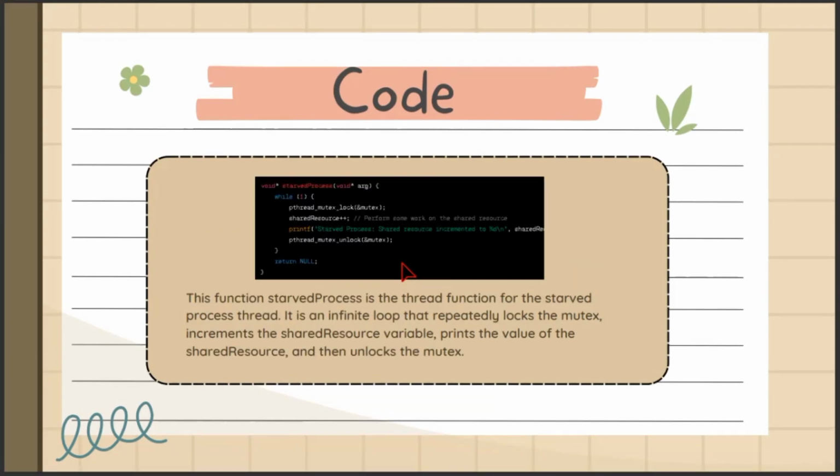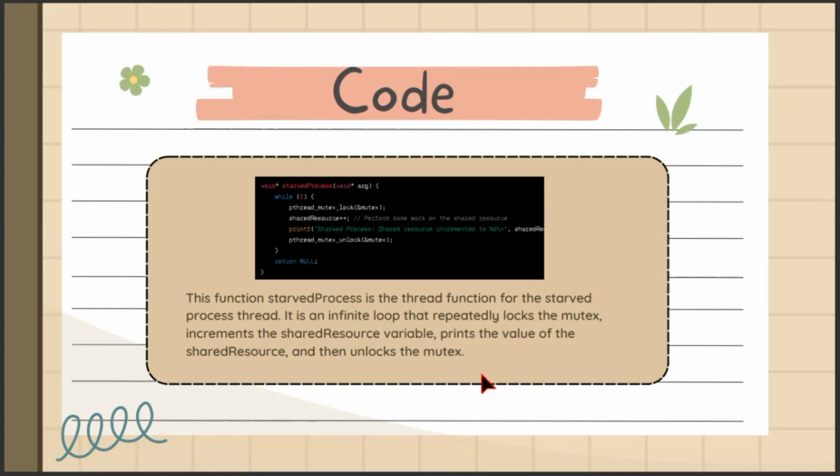This function start_process is the thread function for the start_process thread. It is an infinite loop that repeatedly locks the mutex, increments the shared_resource variable, prints the value of the shared resource, and then unlocks the mutex.